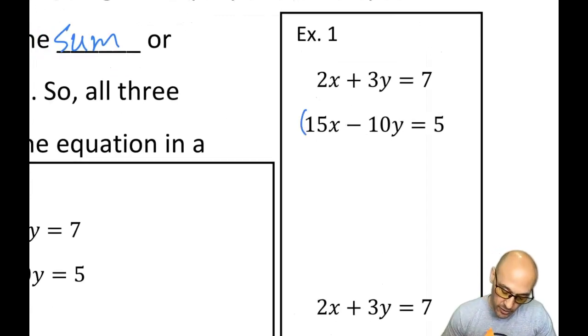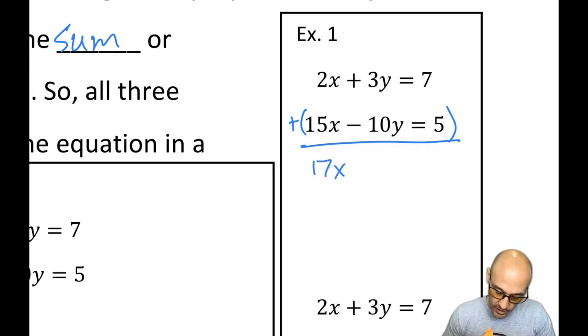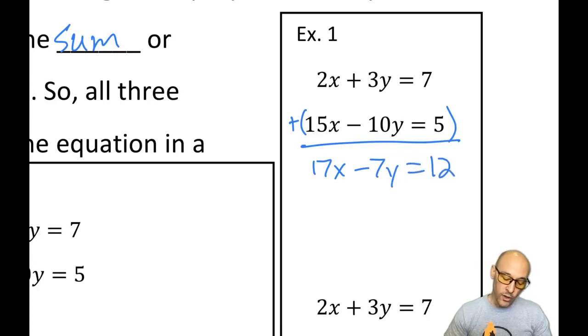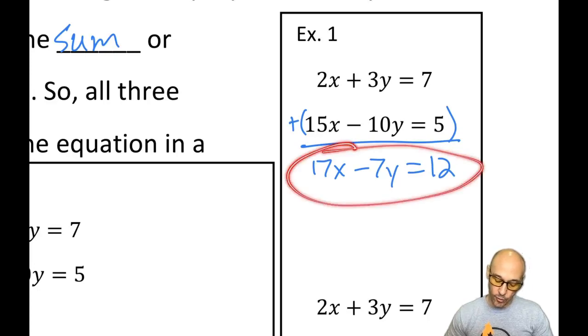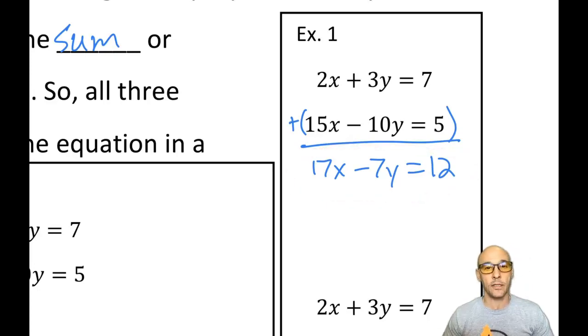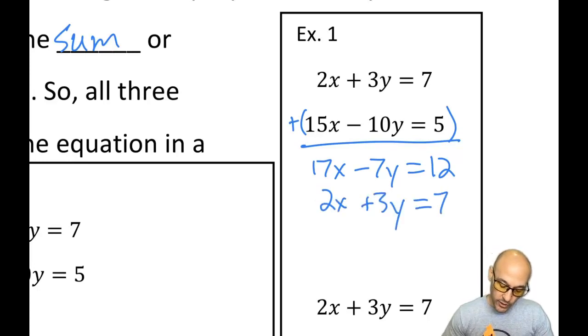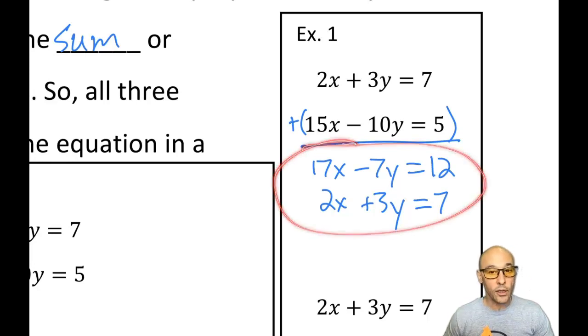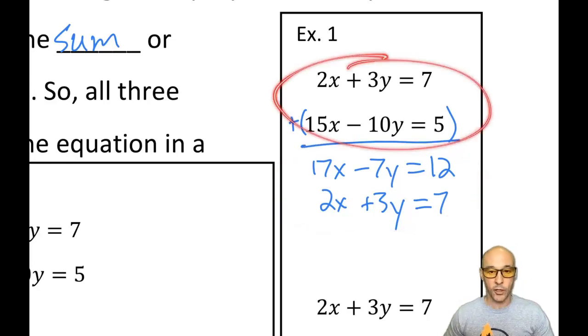If we add these two together, we'll get 17x, minus 3y plus a negative 10y is negative 7y, and 7 plus 5 is 12. So that's a new equation that I've created by adding those two equations together. Now I can take that in combination with either of the two original equations, and I'm going to use 2x plus 3y equals 7. So this new system is equivalent to the original system.